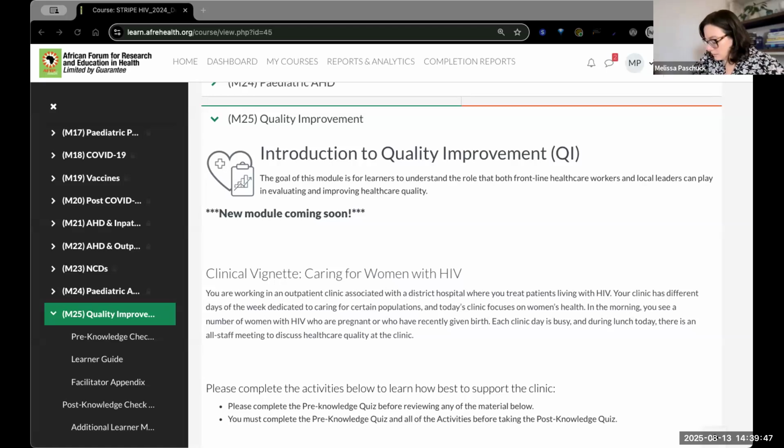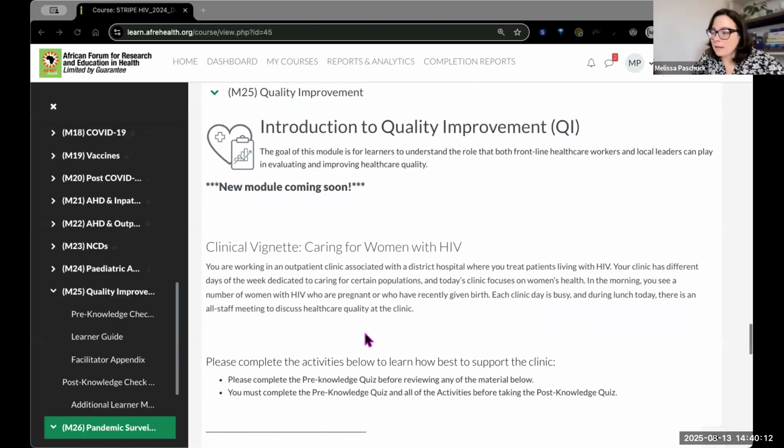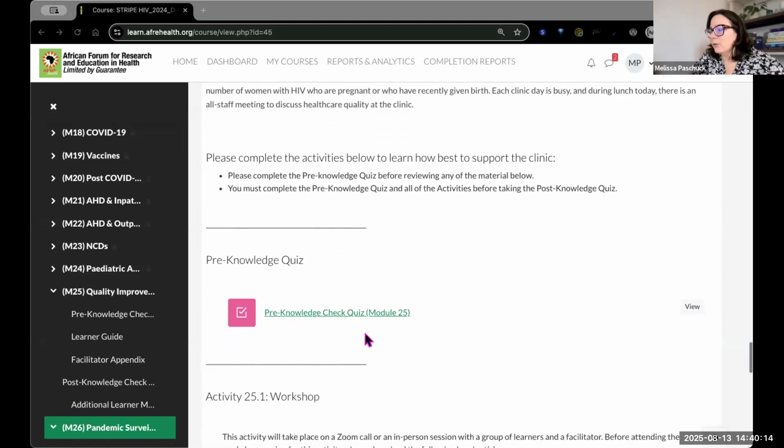I'm going to put this in the chat so that you have it as well. The QI module is set up similarly to the other modules. As David said, normally our modules begin with a case. In this instance, it begins with a clinical vignette, which is about caring for women with HIV. Following that is the pre-knowledge quiz. The quiz here and in all of the modules is to help prepare learners for the topic, as well as assess their knowledge before getting started with the module.